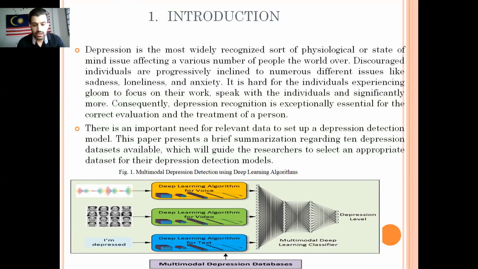So here you can see the diagram of the multimodal depression databases. The input for our model might be a voice, a video, or a text. For example, here we have a voice, we have a video or image, or we have a text. We feed it to the deep learning algorithm for voice, for video or text, and then it's forwarded to the multimodal deep learning classifier, which gives us the output whether the person is depressed or not depressed, or also the level of depression.